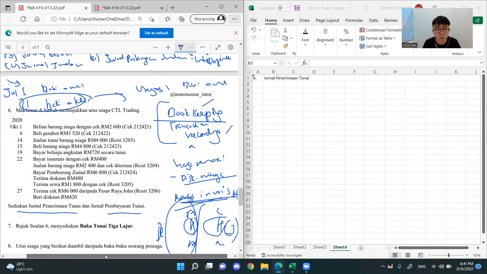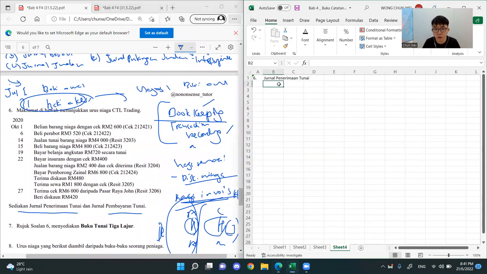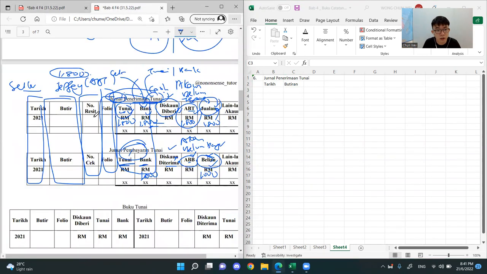So let's prepare the table first. Okay, let's do the journal first. So remember, it's always ada tarikh punya. After the tarikh will be the butiran. Right. Okay, after that, if there is like a number receipt, number check, then you have to record lah. So look at here, after butiran, then number receipt for penerimaan. Because after you receive the money, then you need to give receipt. So after you give out the receipt, then you need to record the number. So here will be the number receipt.